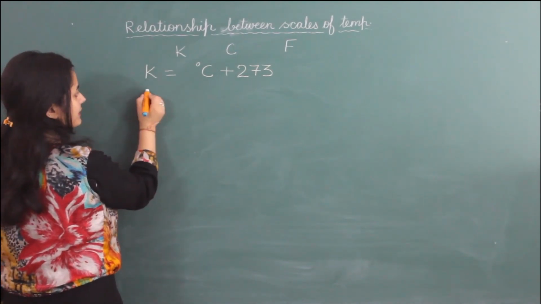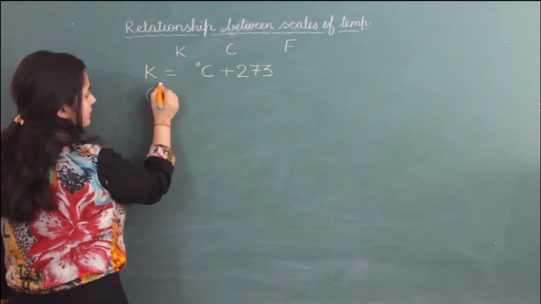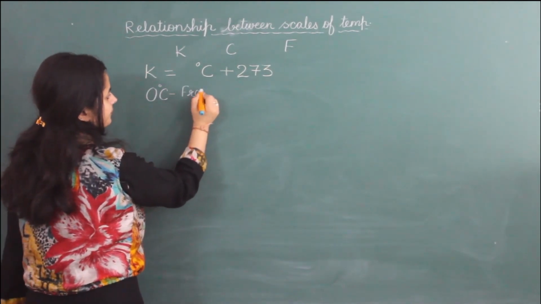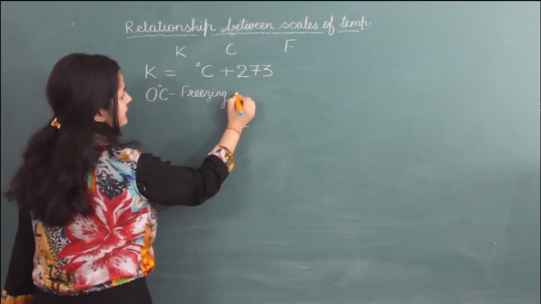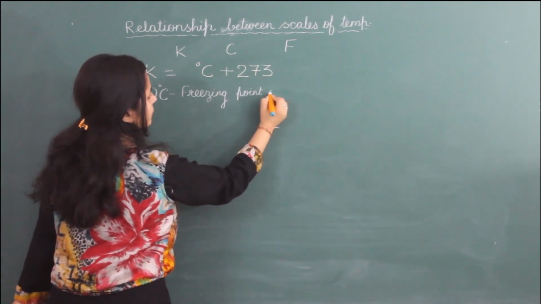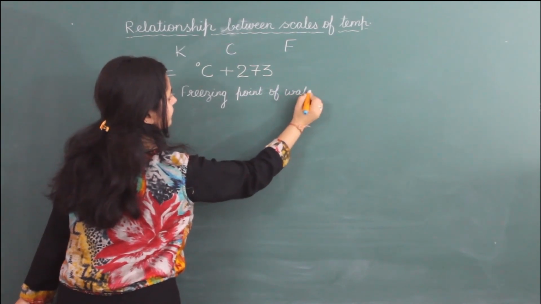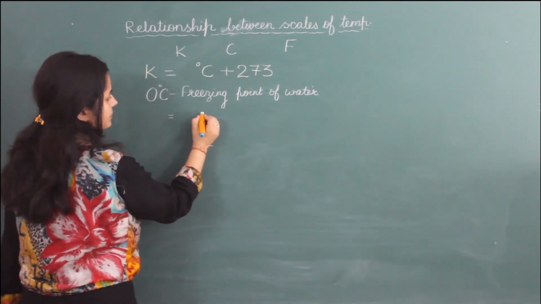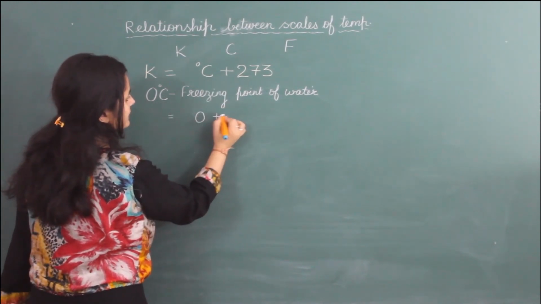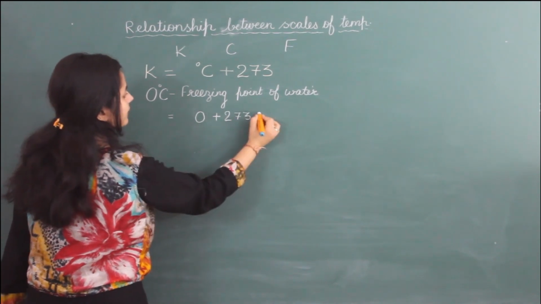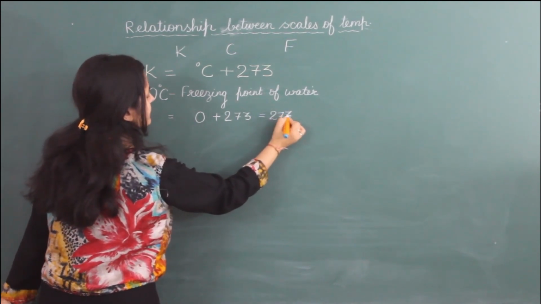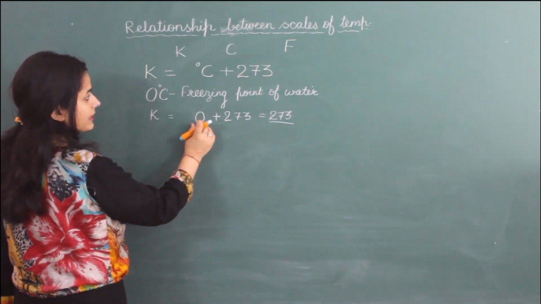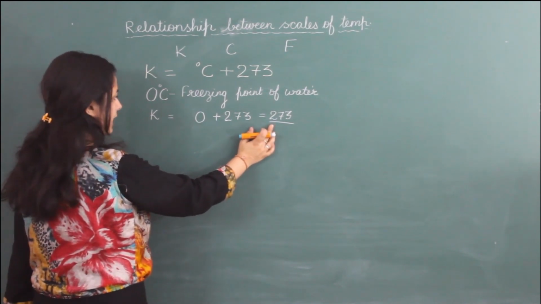And I have given you some examples. First, 0 degree Celsius, that is the freezing point of water. So how can I convert it into Kelvin? Put this 0 value in degree Celsius plus 273. Then on the Kelvin scale its value becomes 273. So 0 degree Celsius is equal to 273 Kelvin.